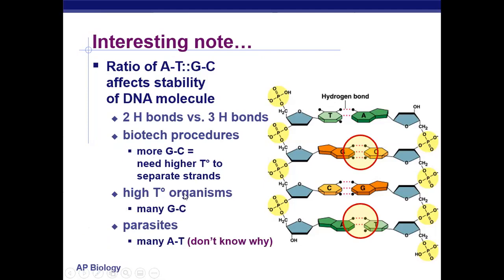If they have high temperature organisms, and we have a lot of organisms on this planet that can live in volcanoes and steam vents, whatever they're called, and geysers and all that, they'll have many guanine cytosine pairs. Parasites have many A and T, but we don't know why.